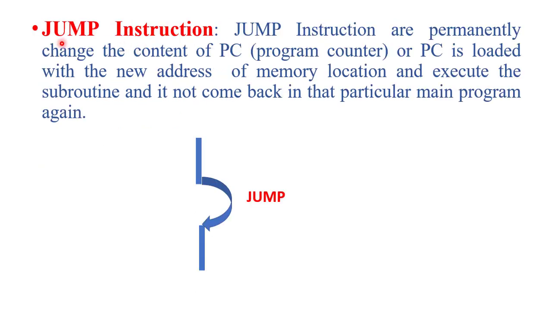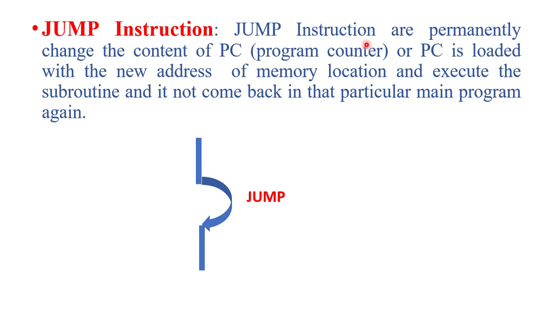So first is the jump instruction. Jump instructions permanently change the content of the program counter. What is the program counter? The program counter is basically a 16-bit register that holds the address of the program memory from where the next instruction is to be fetched and executed. The program counter starts from 000H when the 8051 microcontroller is initialized.